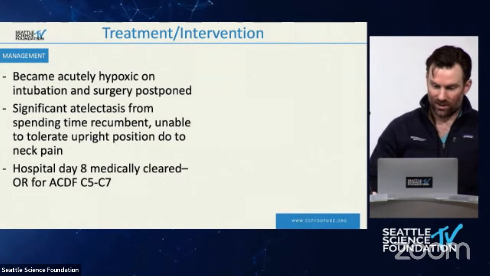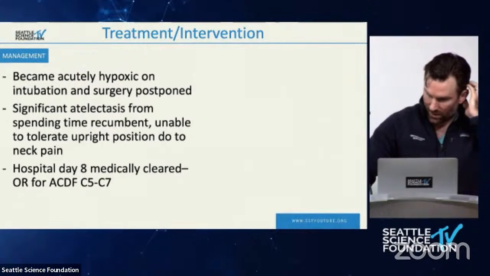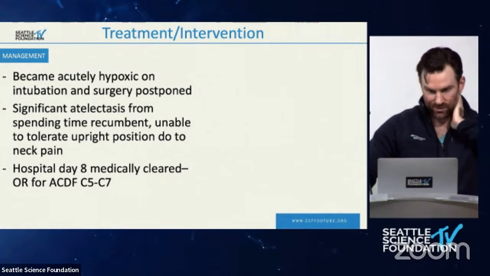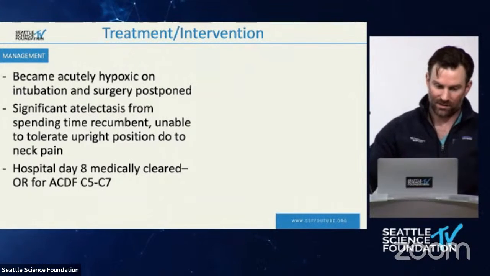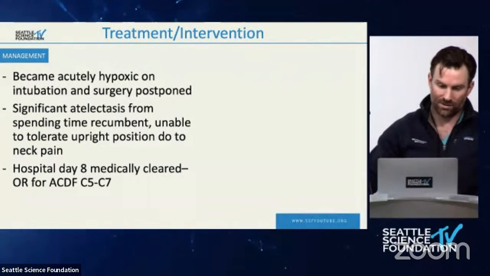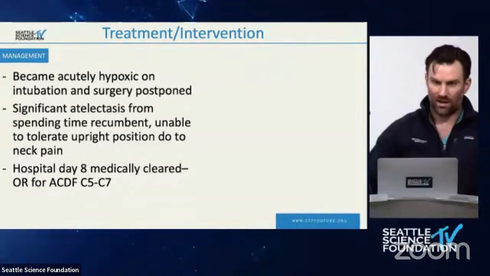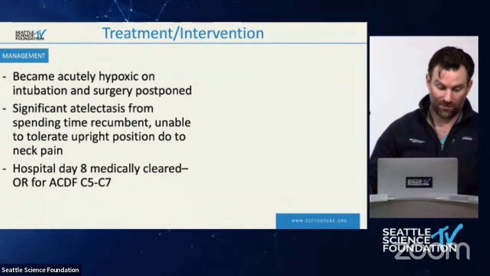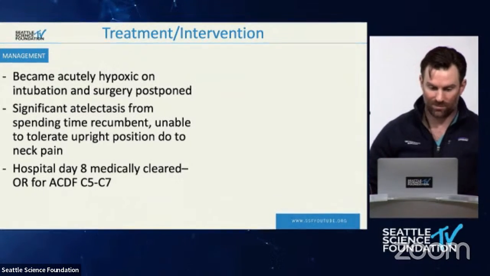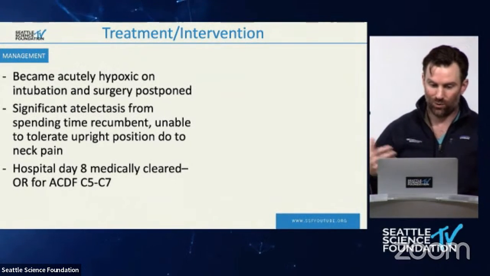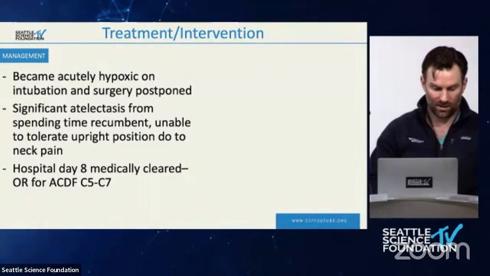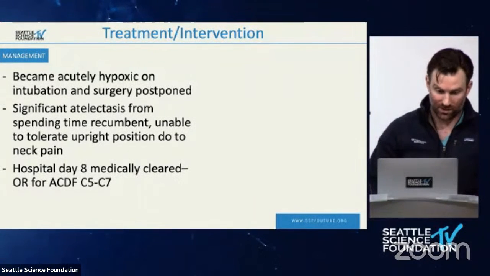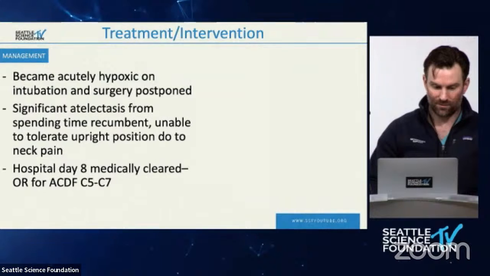Correct. All right. So she came to clinic, and due to her severe pain, she was admitted for surgery. However, at the time of intubation, she became acutely hypoxic, so surgery had to be canceled. Chest imaging showed significant atelectasis, and it was presumed that it was from spending a significant amount of time recumbent because she was unable to tolerate being upright or moving her neck very much. So she got tuned up. Pulmonology saw her, she was eventually cleared for surgery medically, and she went to the OR 8 days later for her ACDF.